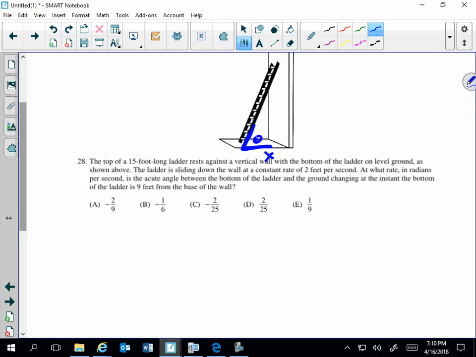What else do we need to know? Do we know the height up the wall? No. But I do know the 15-foot ladder. Is that 15-foot ladder a constant? Yes, it is. So I can write it in there.